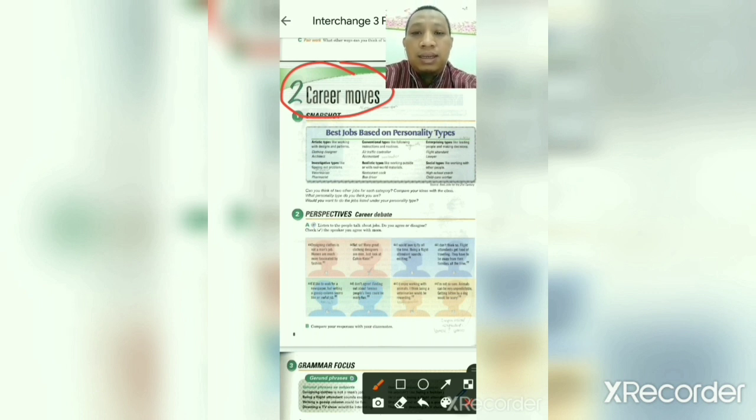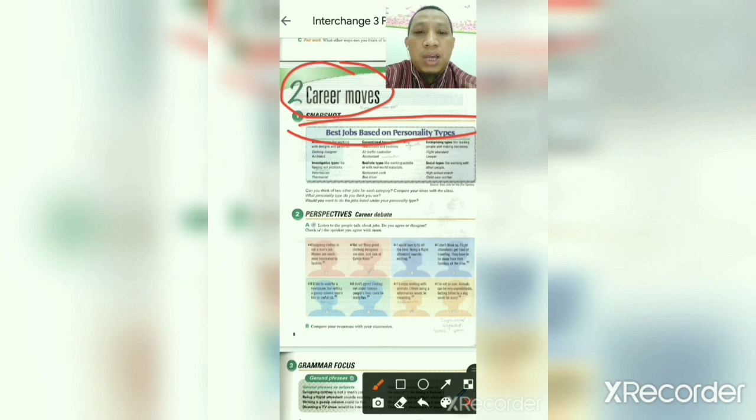Next, there are a lot of kinds of jobs based on our personality types and our skills. For example, maybe you are a student of computer science, right? In the future, you need to get a job that fits your skills, your computer skills. So you need to get a better job based on your personality type.